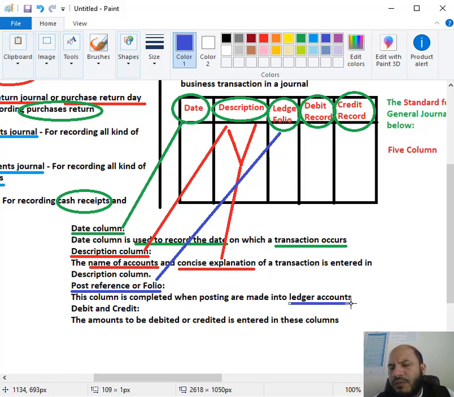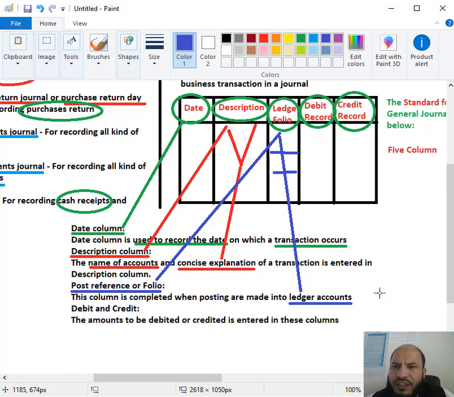After the preparation of journal, we have another book called ledger accounts or ledger book. So we will post all the transactions from journal into ledger. When we post these transactions, at the same time we can complete the ledger folio column. We will take the account page number, the reference number of the page on which we have recorded this account, and write it down in front of each transaction that we record in the general journal.